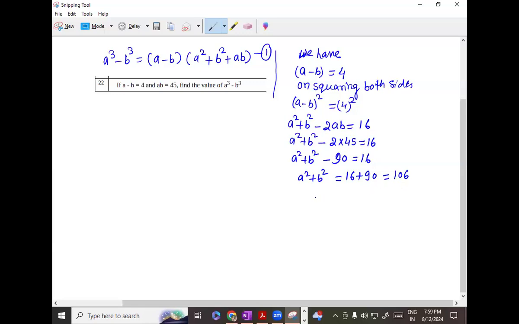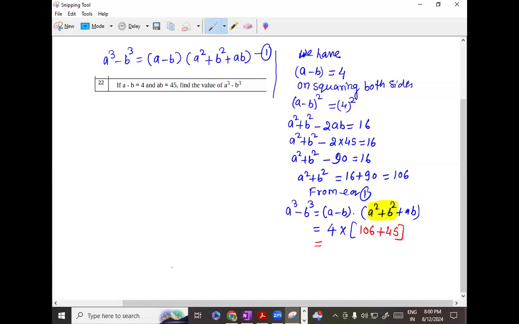Okay. After completing this work, we discuss accordingly. Then from identity one, we can write directly a cube minus b cube. Put the value: a minus b and a square plus b square plus ab. A minus b is 4, and what is the value of a square plus b square? Tell me. 106 plus 45. Add them. 4 into 151. 1, and multiply: 4 times 1 is 4, 4 times 5 is 20, and 4 times 1 is 4, 2 carried, 6, 604.